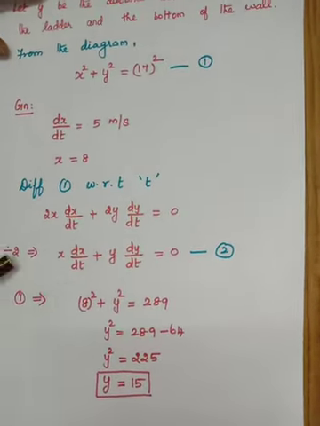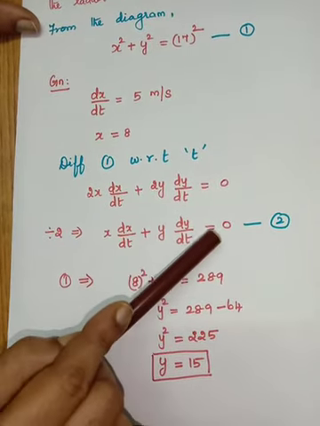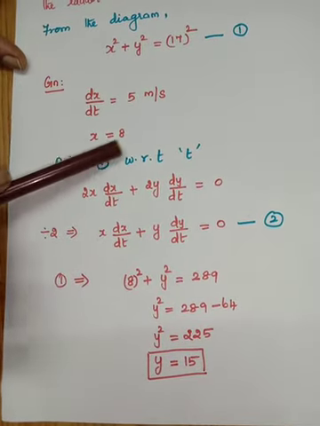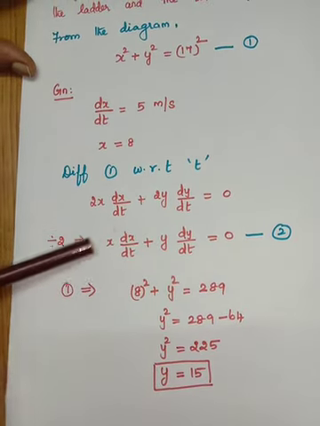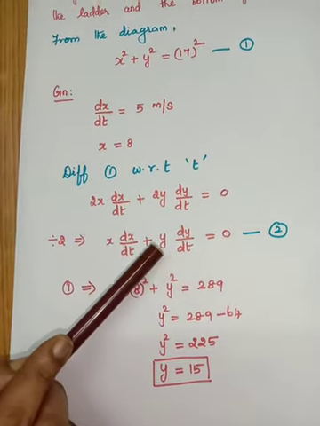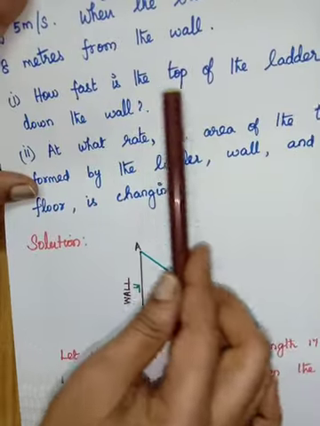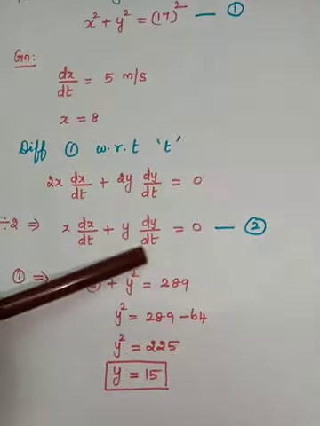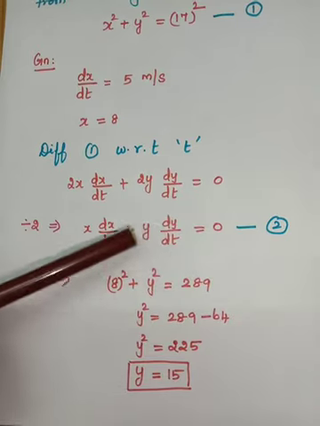So divide throughout by 2. So you will get x dx by dt plus y dy by dt is equal to 0. You see that x was given as 8, and dx by dt is also given. These two results are given. Now in the first subdivision, what you have to find is how fast the top of the ladder is moving down the wall. That means you have to find dy by dt. So dy by dt has to be found, and we don't know y. So two results are unknown here.